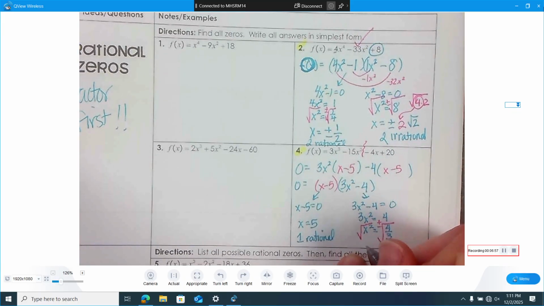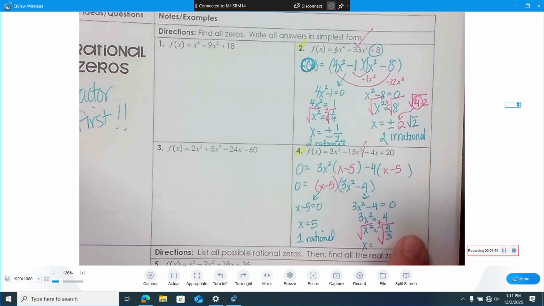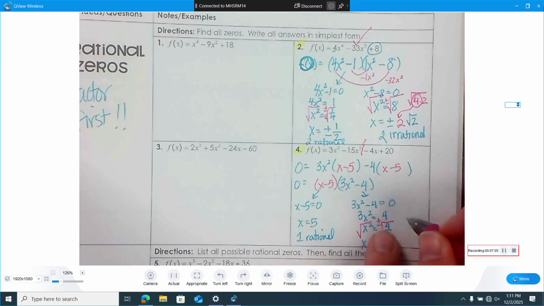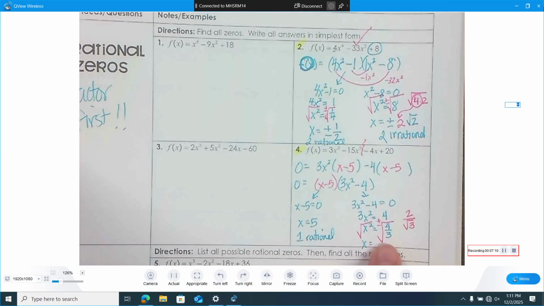All right, so let's see. I guess I need a little more space here. Yes. So the square root of 4 is 2, and we'd still get a radical 3 in the denominator, but we're not allowed to have radicals in denominators. So what do we have to do?